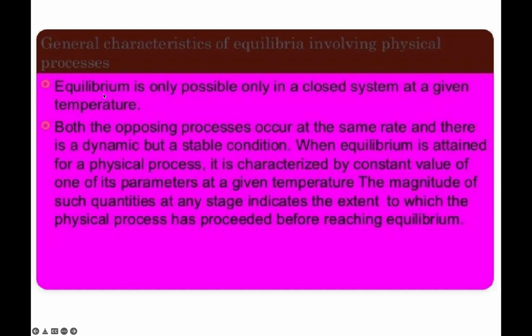Okay, now what are the general characteristics of equilibria involving physical processes? We already saw that equilibria involve both physical and chemical processes. Equilibrium is only possible in a closed system at a given temperature, and both the opposing processes will happen at the same rate, and there is a dynamic but stable condition. Once the system reaches equilibrium for a physical process, it is characterized by a constant value of one of the parameters at a given temperature, and the magnitude of such quantities at any stage shows the extent to which the physical process has proceeded before it reaches equilibrium. So read this part well before you proceed to the next topic.